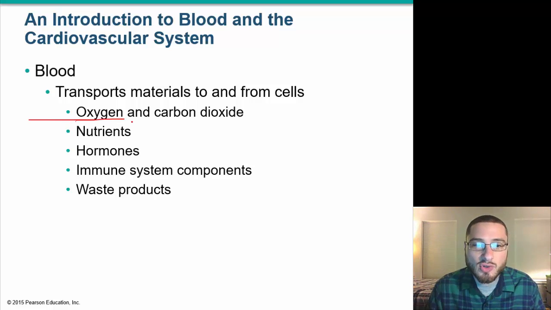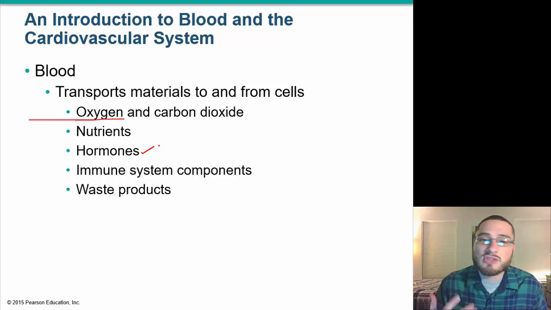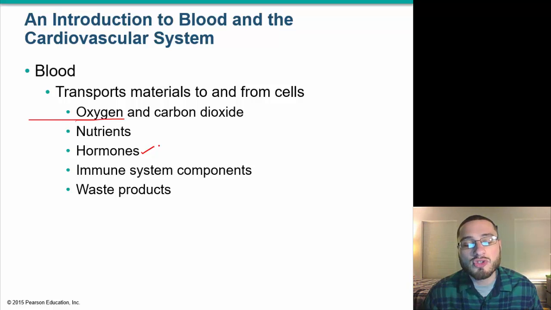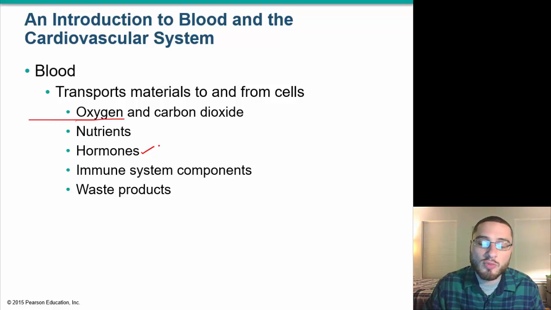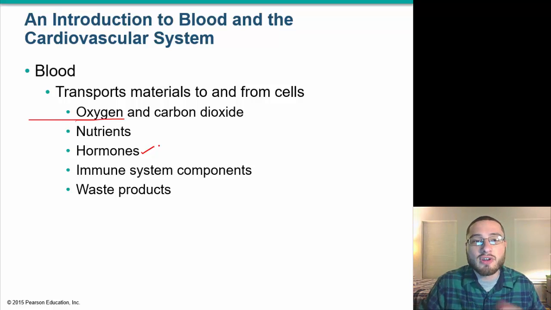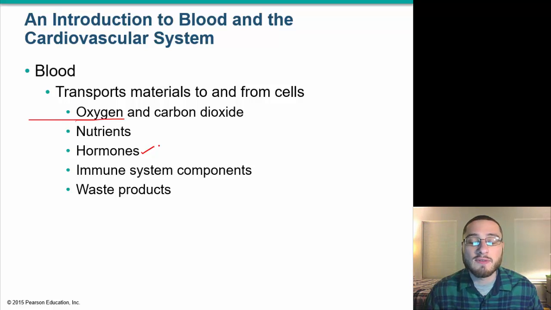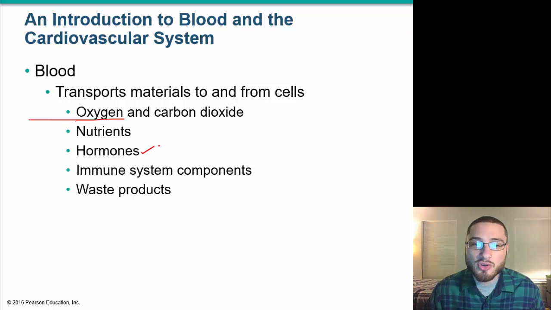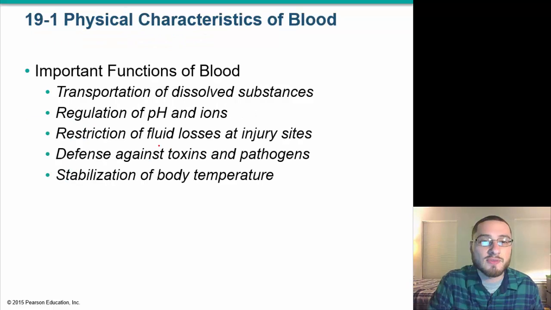It also transports nutrients and hormones. We talked about that previously. Those are our chemical messengers, and they don't have their own vessels to get to their targets. The endocrine system doesn't have its own vessels in order to get the hormones to the different glands or the different target cells and tissues. So they're going to use the blood vessels and the blood in order to move those hormones throughout the body to get to those target cells. Also, we're going to find immune system components, white blood cells in there, and also waste products that we're trying to get rid of from the tissue or from the cells.